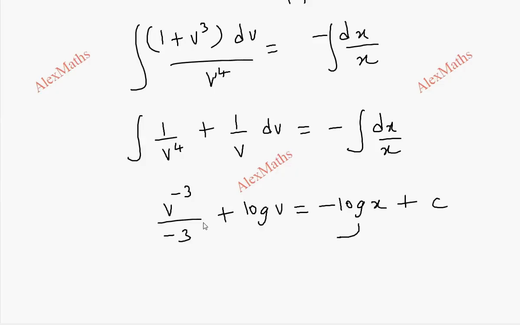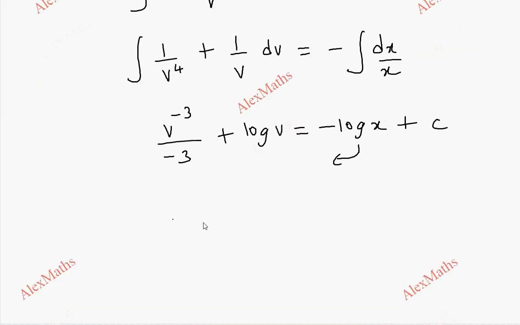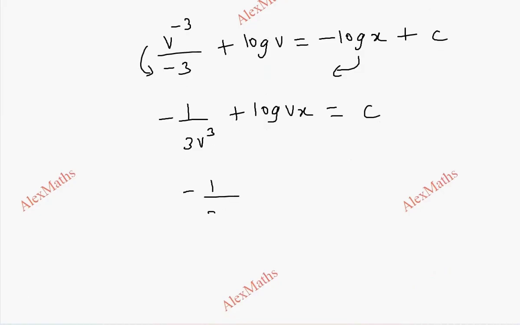If you want, we can combine this, and v can be taken to the denominator. So minus 1 by 3v cube plus log. When I bring here, log v plus log x is log vx using the log rule, and on the other side we have only c. Now this is minus 1 by 3.